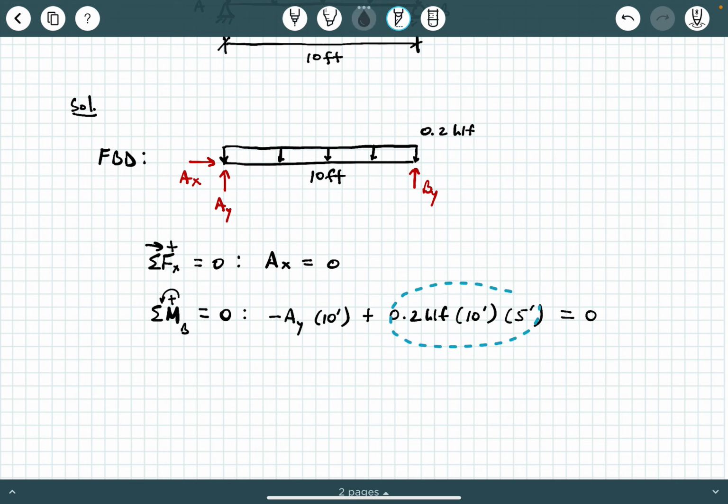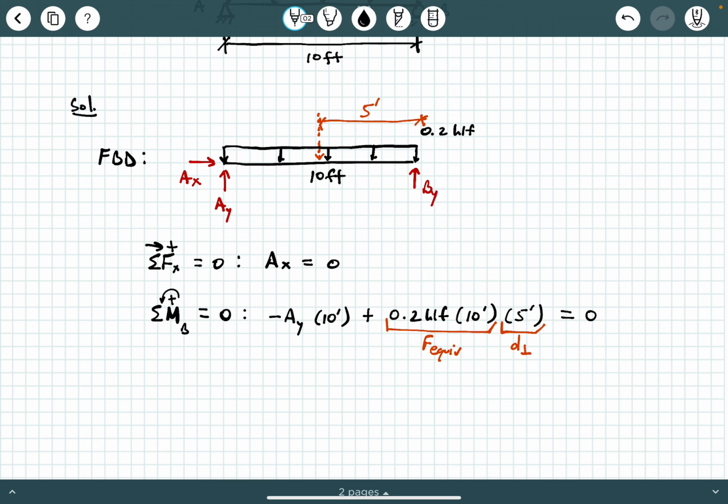How did I piece this term together? Well, remember, 0.2 times 10 feet, this part right here, this is the equivalent force. So think back to equivalent systems. This is an equivalent force that's like right here, okay? What is this distance right here? Well, with a uniform load, that is at a distance half of that 10 feet. So that's at 5 feet away from point B. And so this 5 feet is our perpendicular distance, okay?